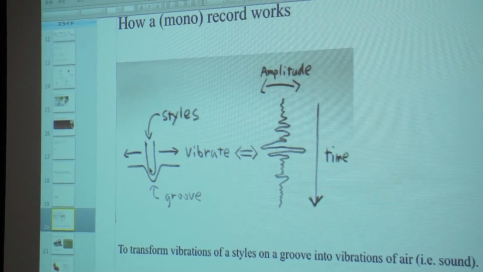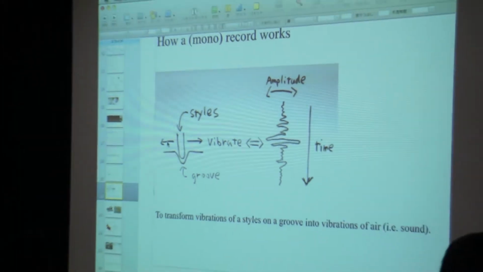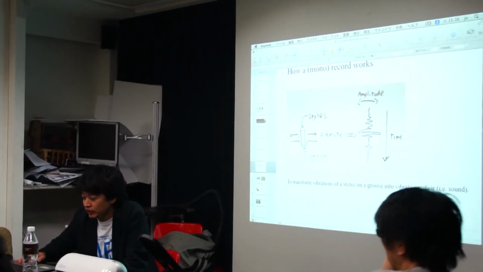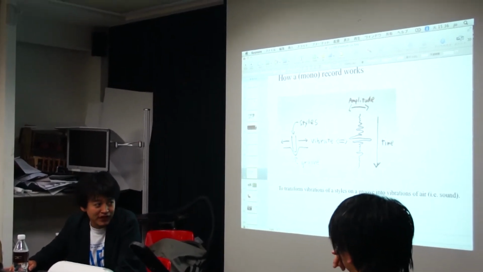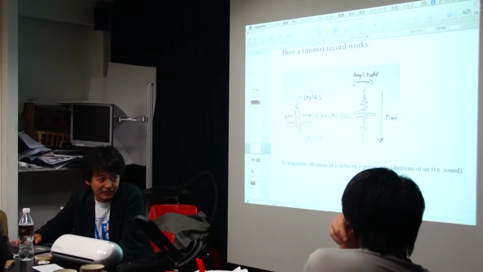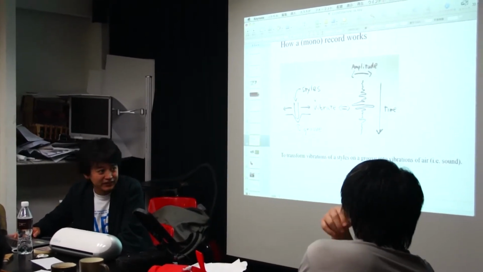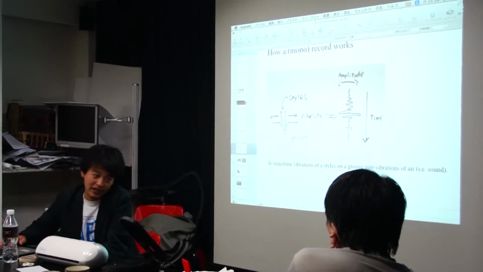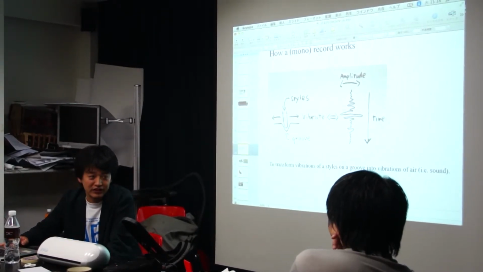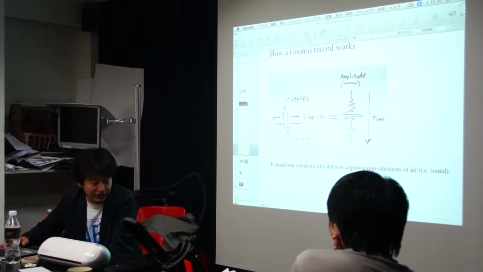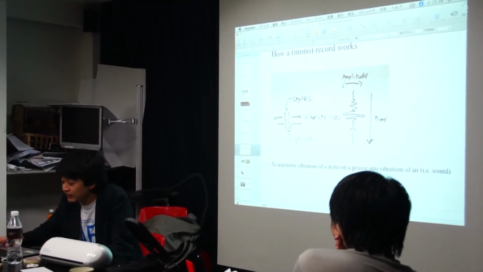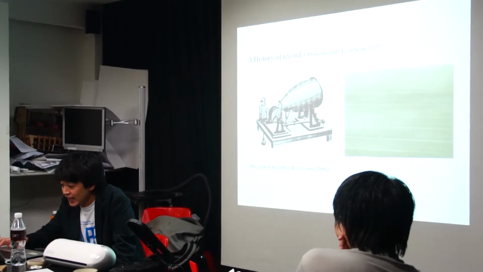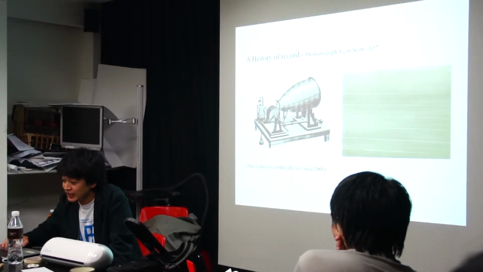So when the stylus moves along the groove, it vibrates, and the vibration makes sound. That's the basic schematics of how a record works. And I just use that technique for our project. And this is kind of the history of the record at the beginning.